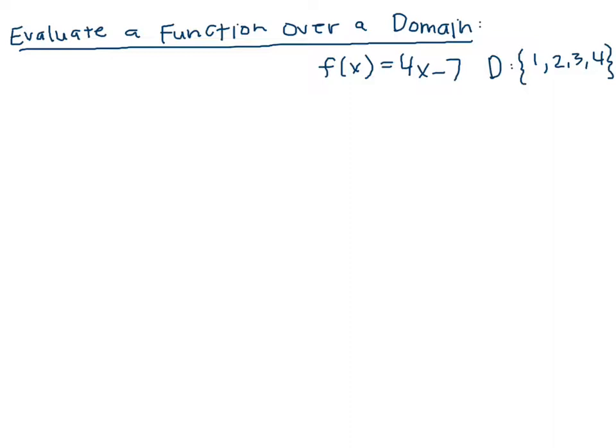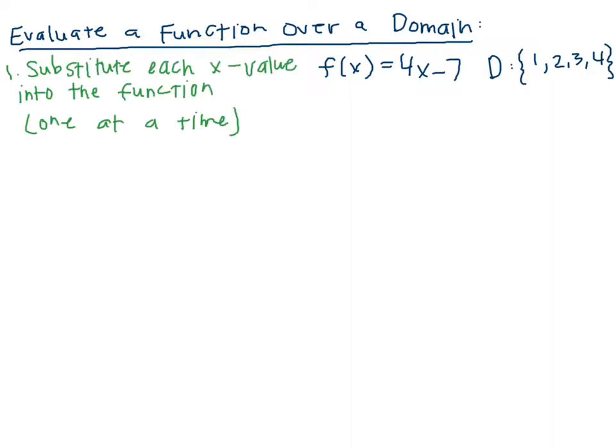So we're going to go through these steps. The function we're going to evaluate is f of x equals 4x minus 7, and the domain is 1, 2, 3, and 4. The first step is to substitute each x value into the function. And this is going to be done one at a time. So I have 4 different x values here, 1, 2, 3, and 4. I'm going to start with just 1.